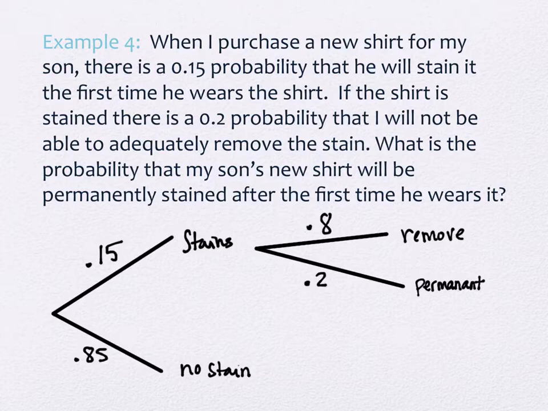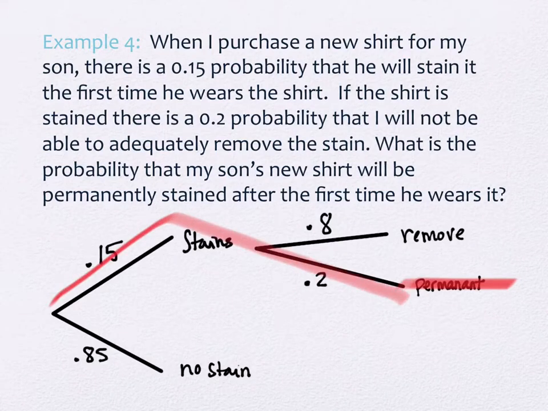So the question being asked is, after my son wears his shirt, what is the probability that it's permanently stained the first time? So I need to end right here, right? And how did I get there? Well, I had to stain the shirt, and then I had to try and get it out, and it didn't work. So how do I find the probability along a single branch? Multiply it. Yeah, along any branch where I want to know the outcome, I multiply along the branches. So I would take 0.15 times 0.2, and what would I get?